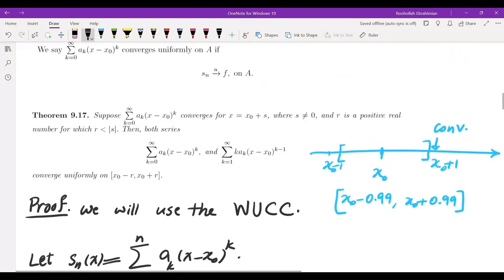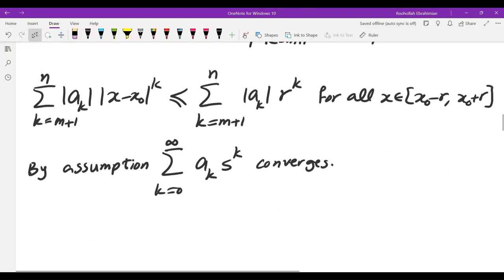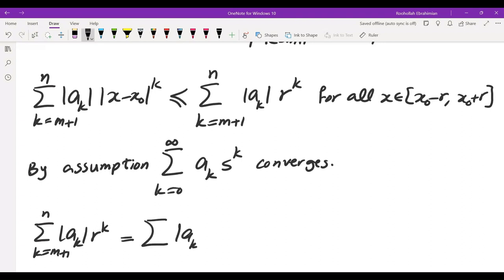Let's go back and see why that is the case. Because if you plug in x naught plus s, you get s to the k. So this one converges. If you rewrite what I had up there, the sum of the absolute value of ak r to the k, k equals m plus 1 to n, can be rewritten as the sum of ak s to the k times (r over s) to the power of k. Now, this portion would be bounded because this converges. r over s is less than 1. That's a geometric sum, and we can make the whole thing small.